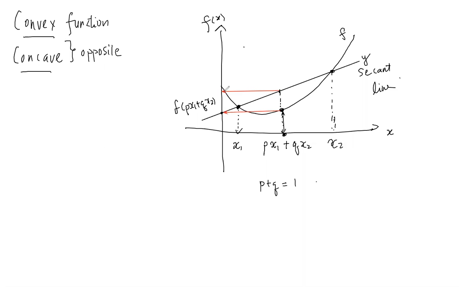Whereas over here, this part here will be something like this: p of f. So this value here is your y of (p x1 plus q x2), and it comes to here as the following.